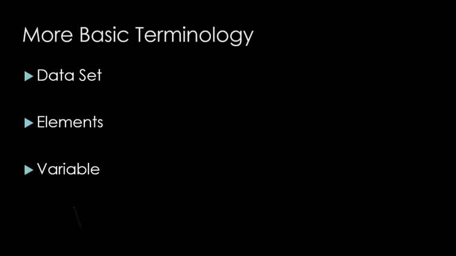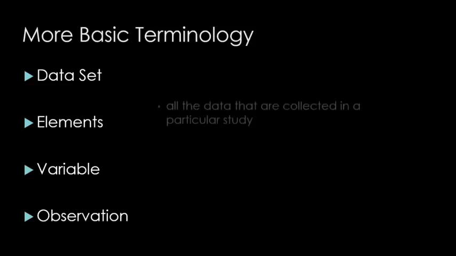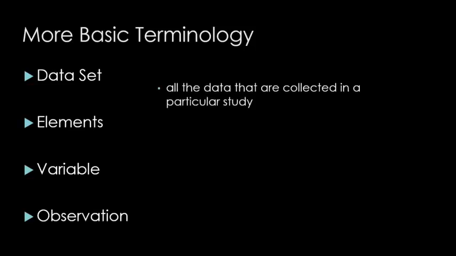There are some more terms that will pop up through your study, whether it is in statistics or research methods, and you will need to familiarize yourself with them. They are data set, elements, variable, and observation. Let's go through each of these one by one. A data set refers to all the data that is collected in a particular study. So if we ask a sample of 500 students what color car each of them drives, then all of the data we collect from the survey is called a data set.